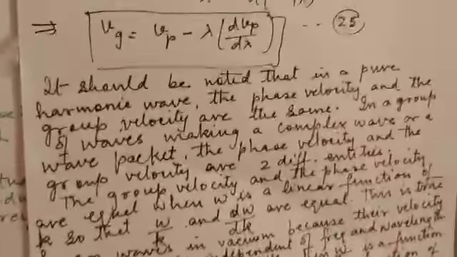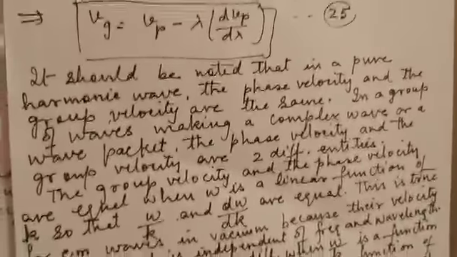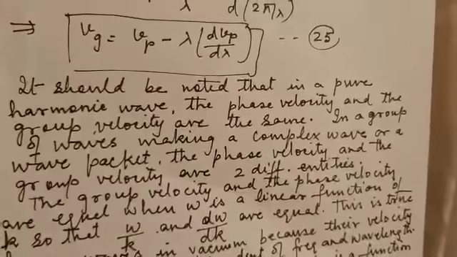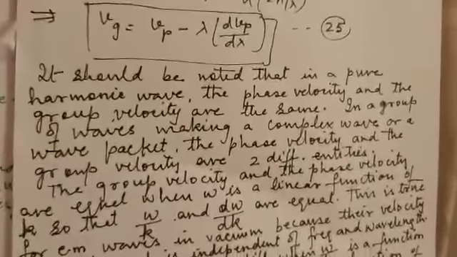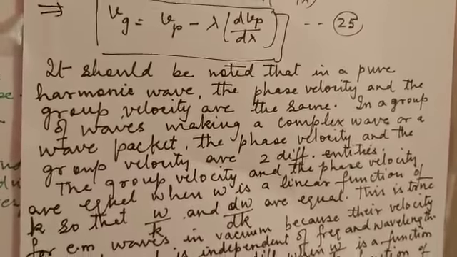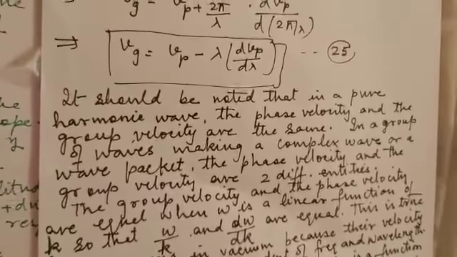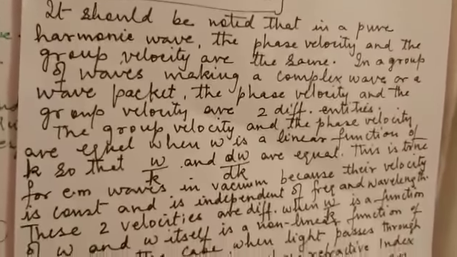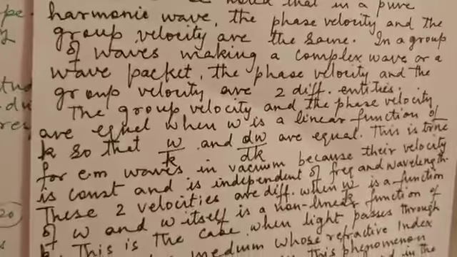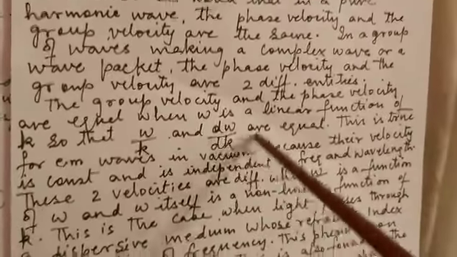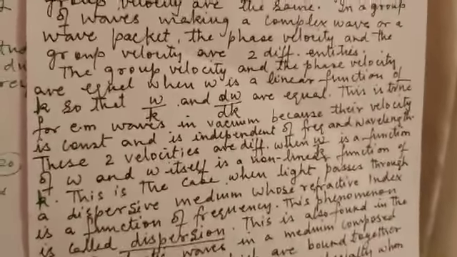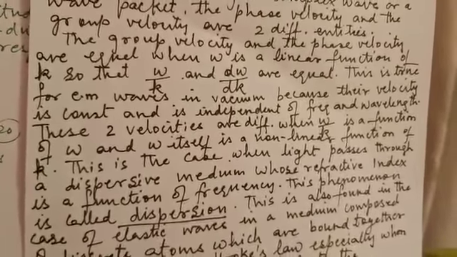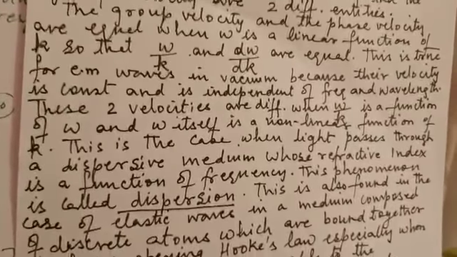It should be noted that in a pure harmonic wave, the phase velocity and the group velocity are the same. In a group of waves making a complex wave or wave packet, the phase velocity and the group velocity are two different entities. The group velocity and the phase velocity are equal when omega is a linear function of k, so that ω/k and dω/dk are equal. This is true for electromagnetic waves in vacuum because the velocity is constant and is independent of frequency and wavelength.